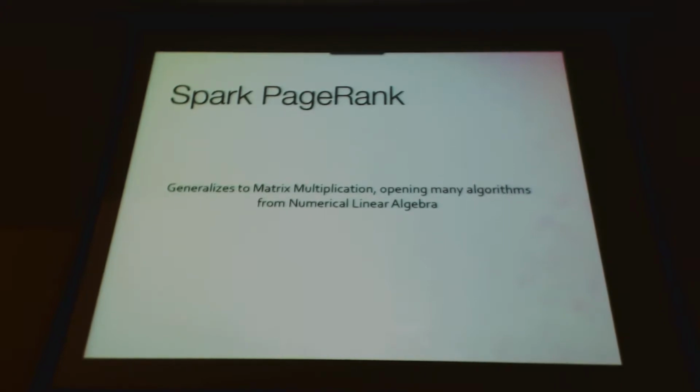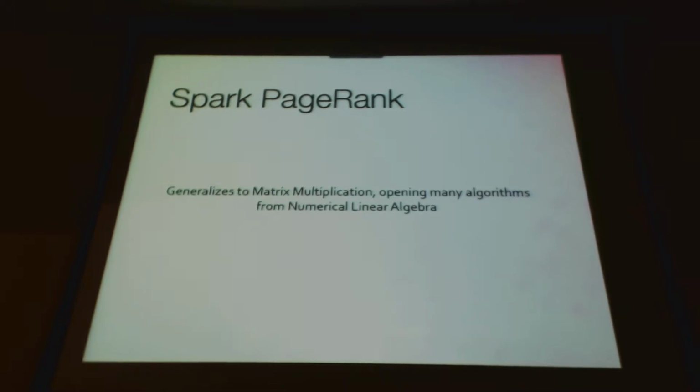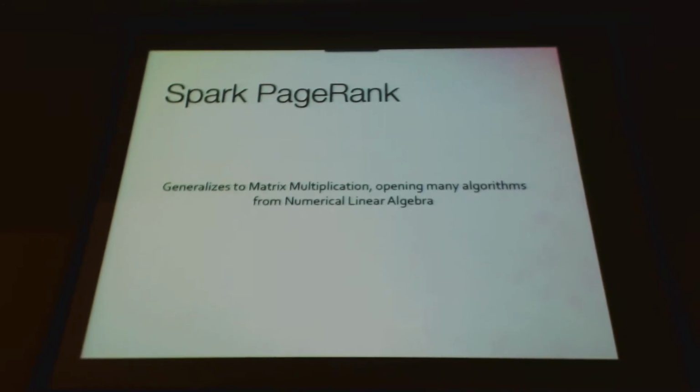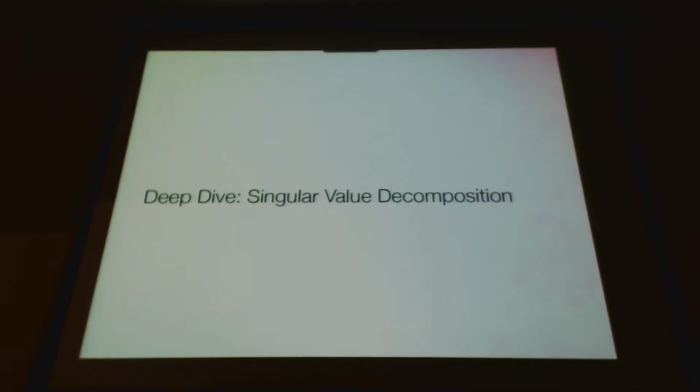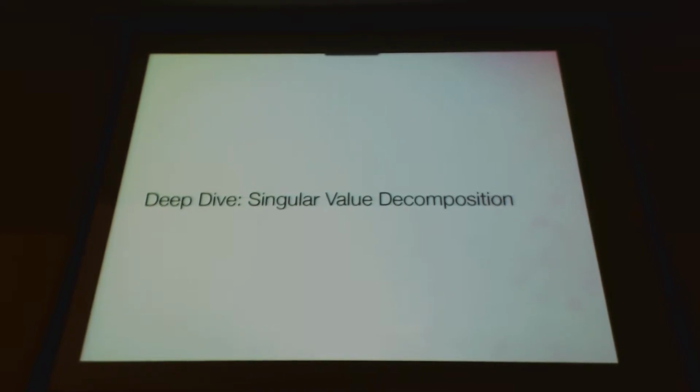So this idea generalizes to matrix multiplication. Okay, so you can do matrix multiplication, sparse matrix multiplication, and that opens up all of numerical linear algebra. So as long as you can do matrix multiplication, there's optimization that opens up, there's linear algebra. So we're going to use this idea to go into singular value decomposition and to see exactly how it's implemented in Spark. So the singular value decomposition, I saw several people mention it earlier.